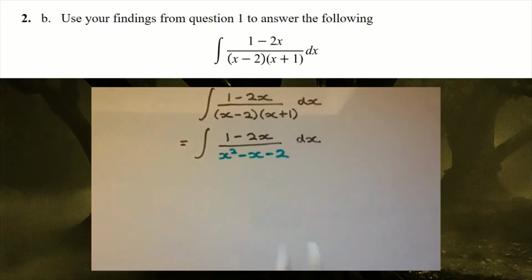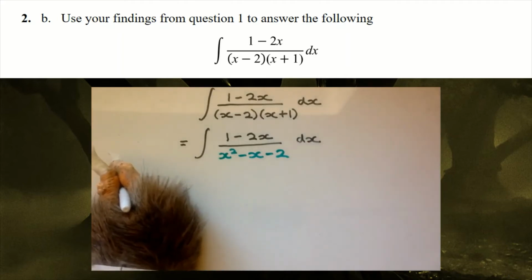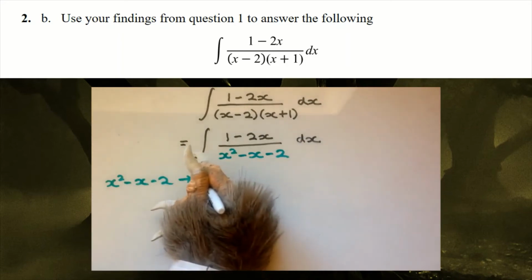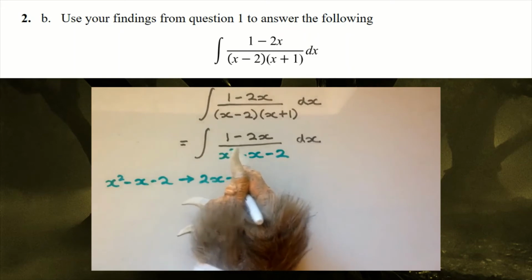Alright, so in question 2b, we have again a very similar situation to 1b, so you can probably tell the aim of this. I've taken the liberty of just doing the first step, so I've expanded the denominator, so we have x squared subtract x subtract 2. Now remember from question 1b, I'll just perform that differentiation again. We need to check whether the numerator is the derivative of the denominator, so I'll just do that. So remember that x squared subtract x subtract 2 differentiates to 2x subtract 1.